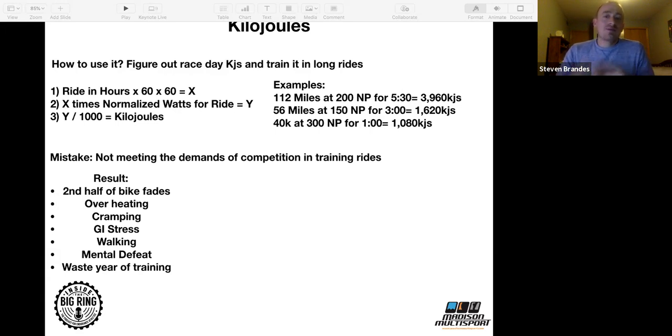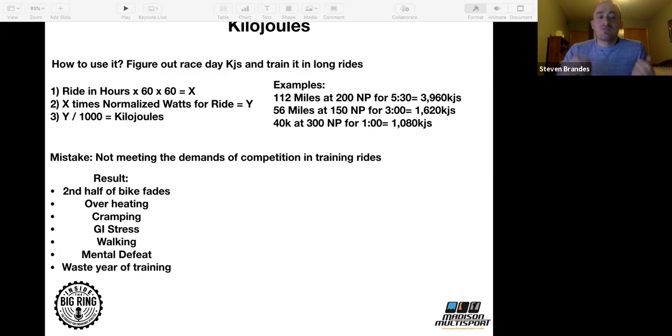Typically, people who have not met the demands on the bike, they're in such a calorie deficit. By the run, they're just walking. So commonly, if you get to the run and you're cramping and you're walking, don't think, oh, I need to do more run training. It's probably you need to get fitter on the bike. You need to get fitter on the swim.